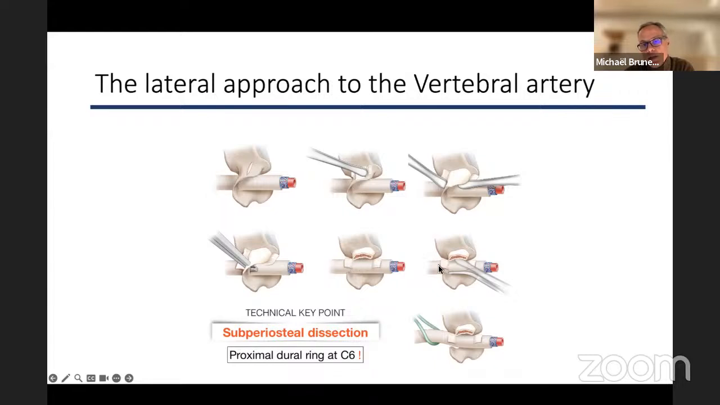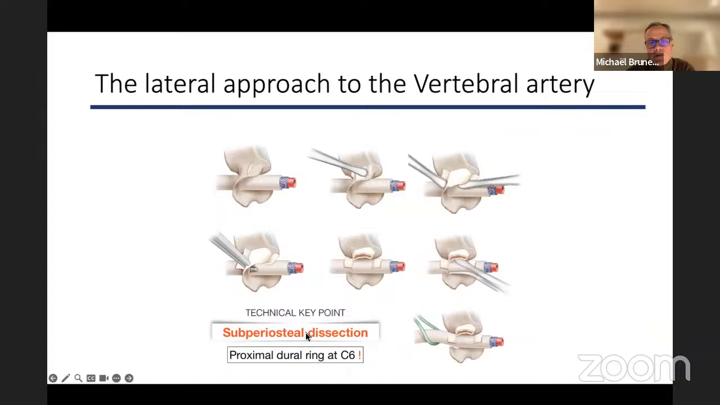This is the opening. And if you would like to mobilize and transpose the vertebral artery, then you have to put your spatula inside the transverse foramen and again elevate the periosteal layer, and then you will be perfectly clean for your surgical exposure of the vertebral artery.